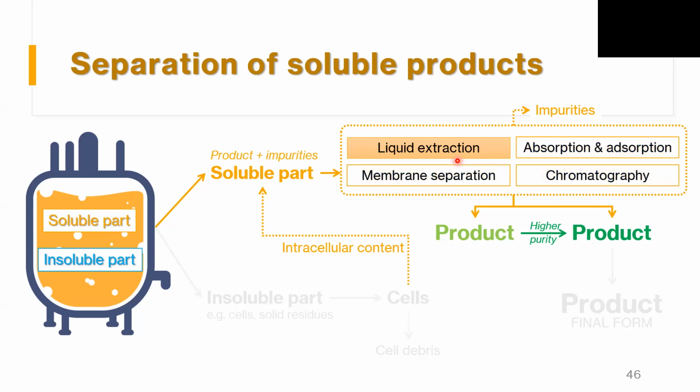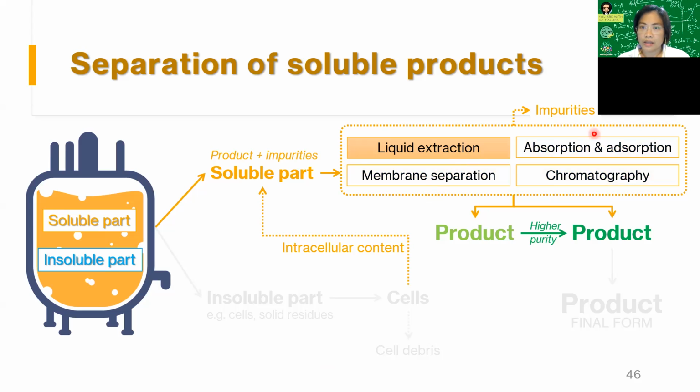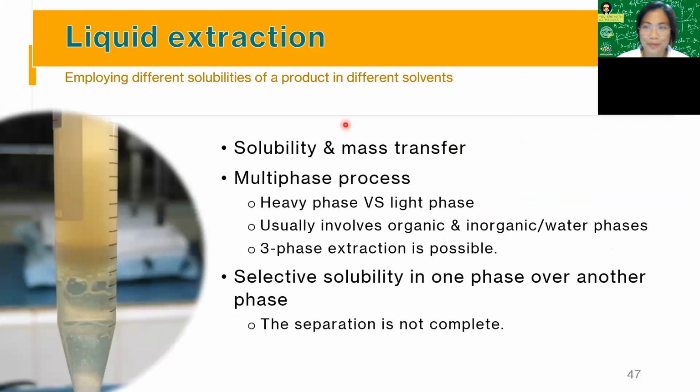The first one that we are going to cover is liquid extraction. It is something like this. You have probably seen it before. Liquid extraction is when we employ the property that the product has different solubilities in different solvents. The easiest liquid extraction is to extract with water. If something is more soluble in water, it will go to the water phase, and another thing would go to another phase.